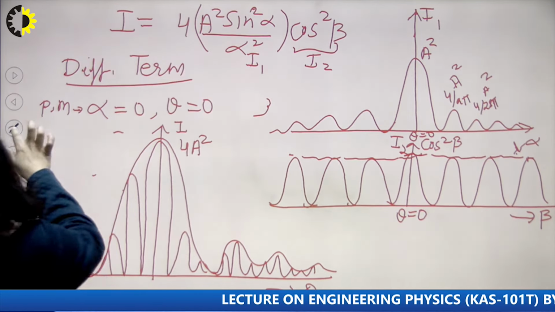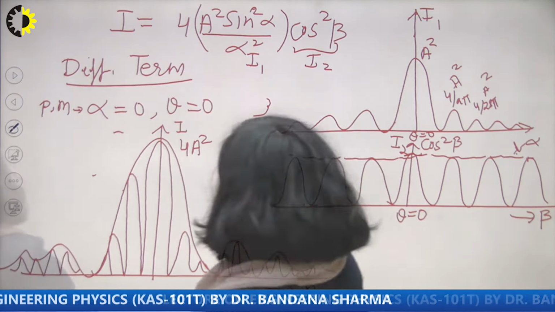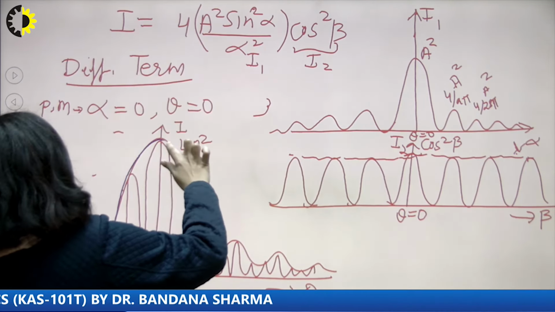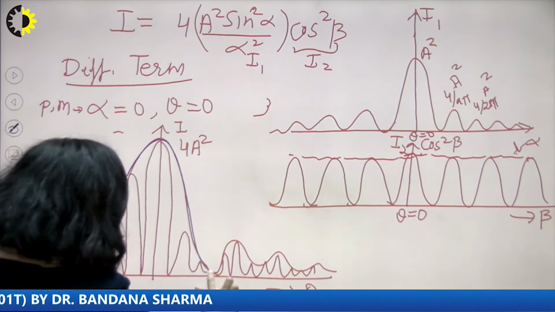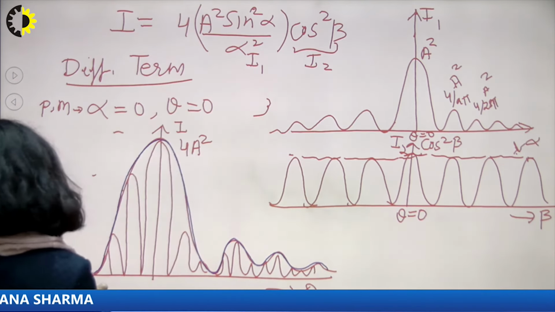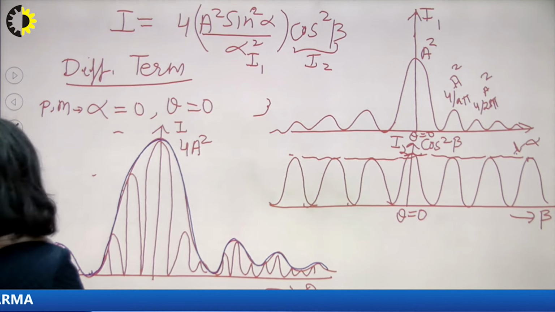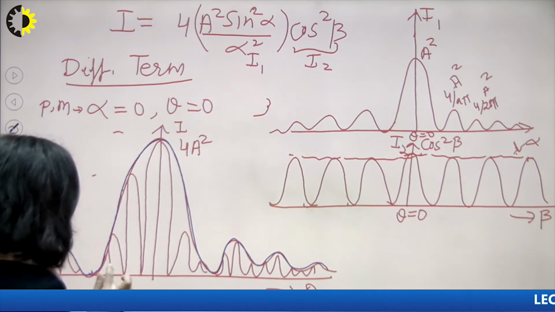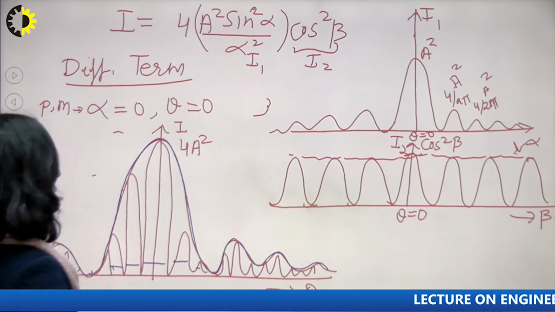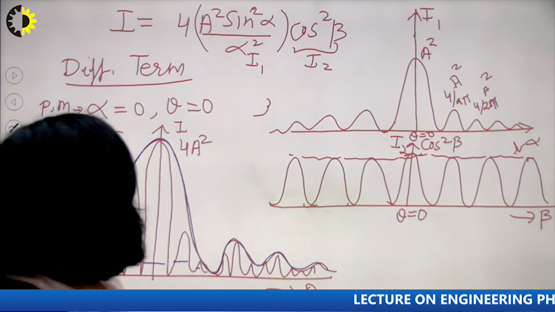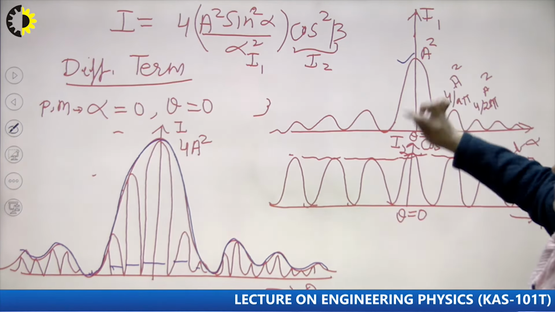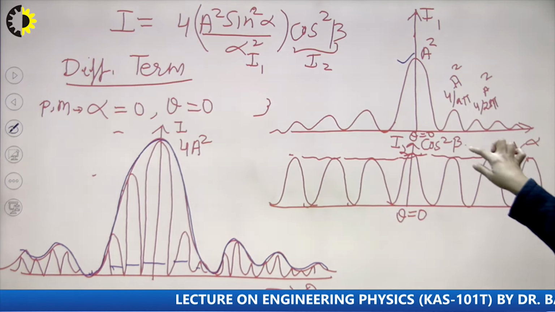This outer envelope, this one, is representing the diffraction part. And these fringes which you are seeing here, these are representing your interference fringes. So the outer envelope stands for the diffraction part, and the inner one is for interference.